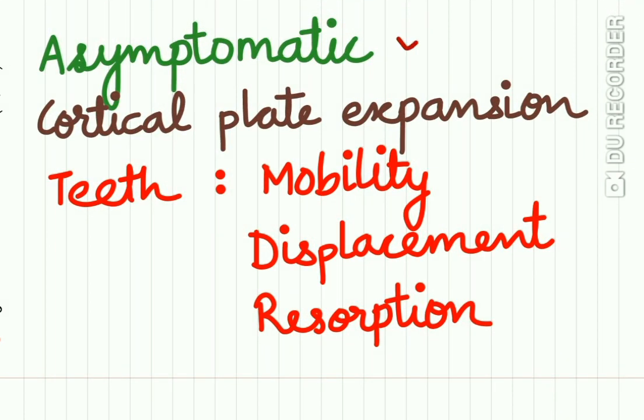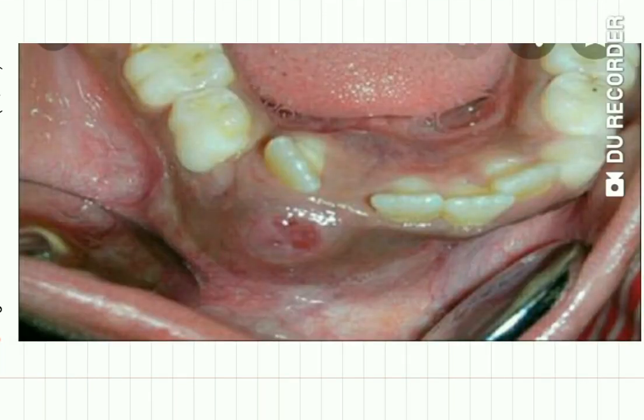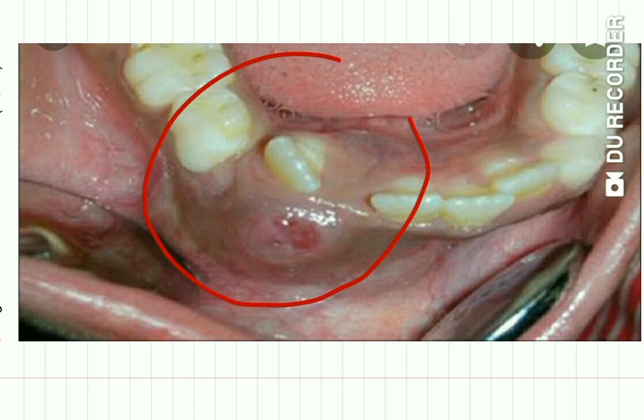The lesion may be asymptomatic, sometimes it shows cortical plate expansion. The regional teeth show mobility, displacement and root resorption. So here in this picture you can see a clinical representation of central giant cell granuloma in the anterior region of the mandible.